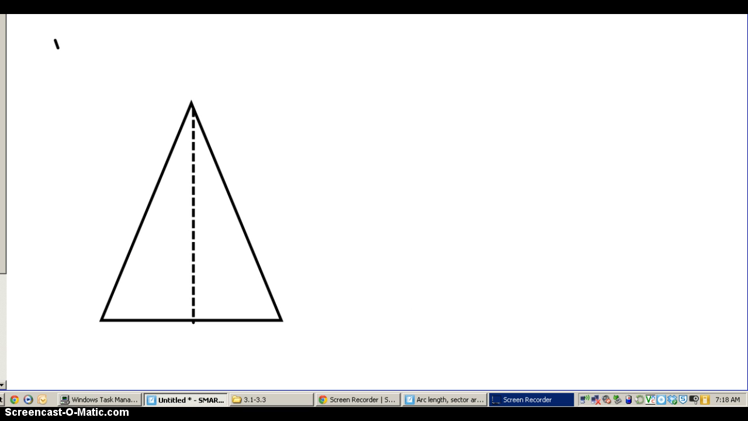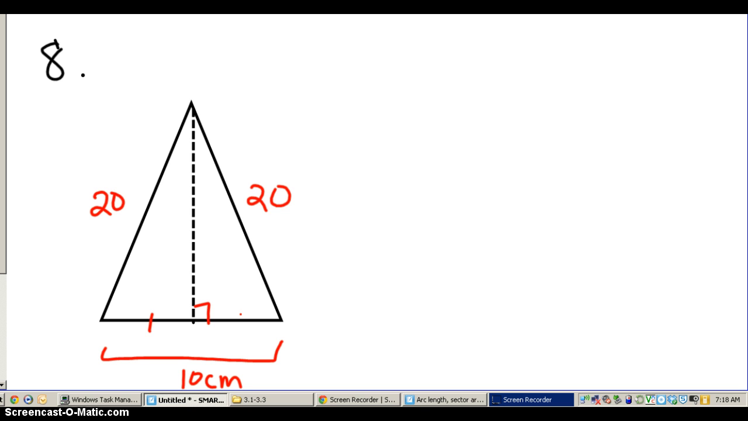Okay, number 8, I have an isosceles triangle, and the congruent sides are 20 centimeters. My base is 10 centimeters, and if I notice here, in an isosceles triangle, remember our altitude, which we know we have because it's perpendicular, is also our perpendicular bisector.